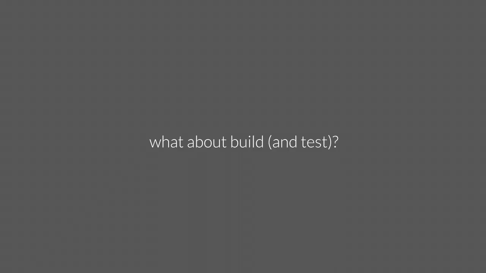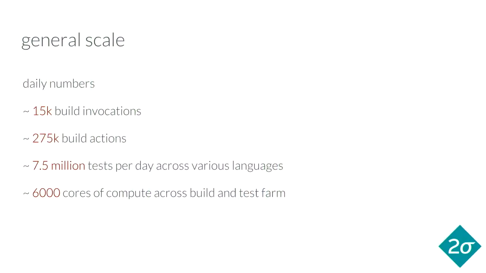What about build and test? What is the scale in terms of how many builds and tests we do each day? Each day we do roughly 15,000 build invocations, so builds of the entire monorepo. That breaks down into about 275,000 build actions. And overall, over the entire company, we do about 7.5 million tests. This is spread across a remote build and test farm with about 6,000 cores.